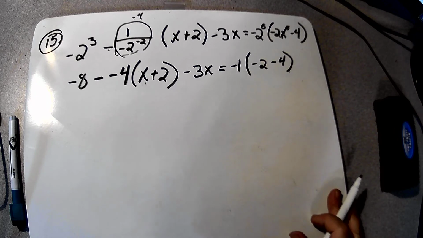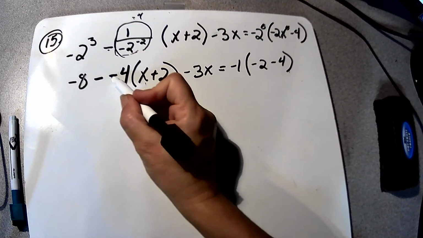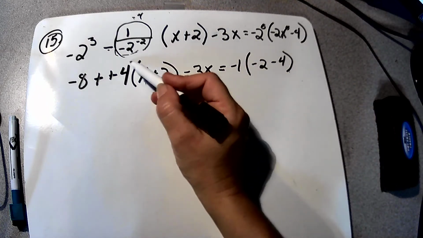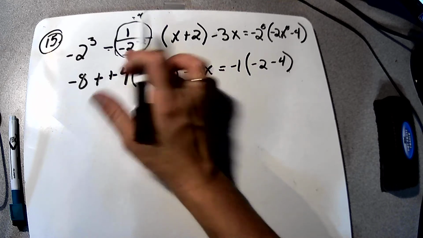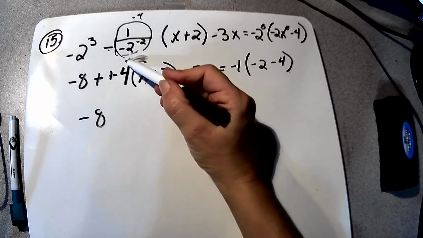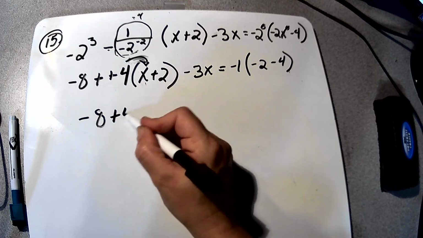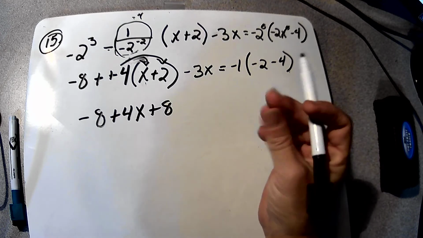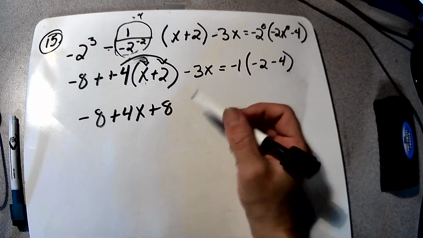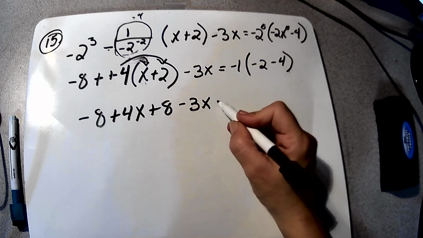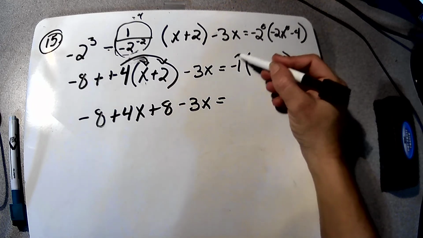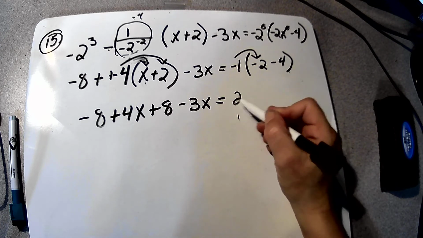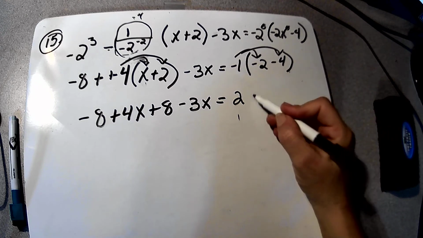Now we're going to simplify this by negative times a negative. These two cancel each other out, and that's just plus. And we're going to start doing our parentheses, so that part. Alright, so negative 8, and then we got 4 times x would be plus 4x. And then 4 times 2 would be plus 8 minus 3x equals negative times negative makes a positive 2, and then negative times a negative here would make a positive 4.